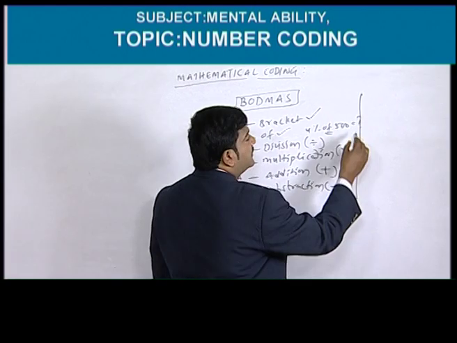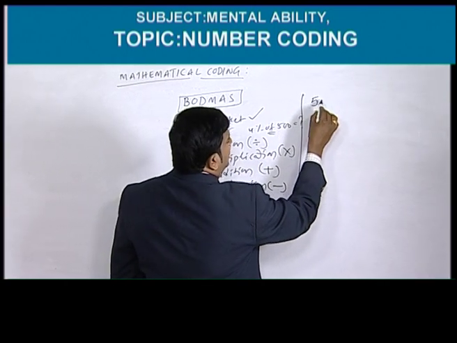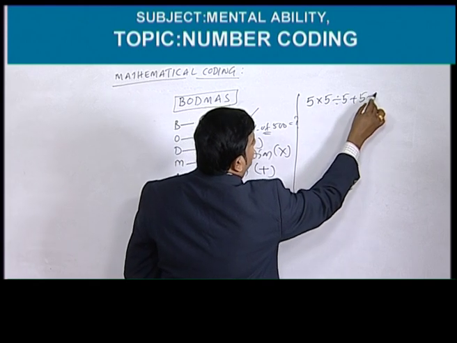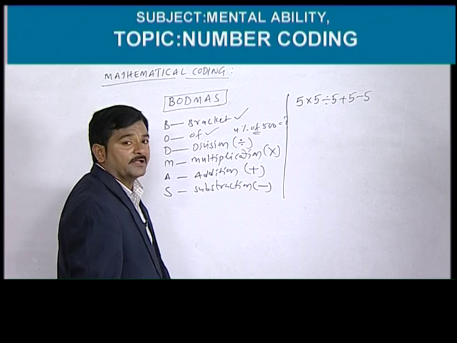That example is, simplify this: 5 into 5 divided by 5 plus 5 minus 5. He asked to find the value of that.